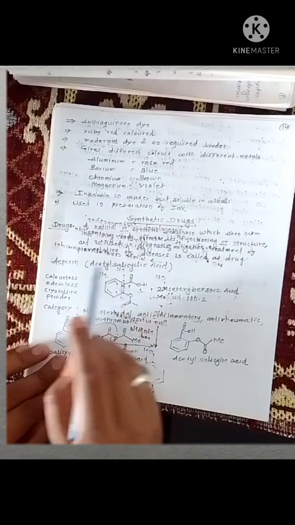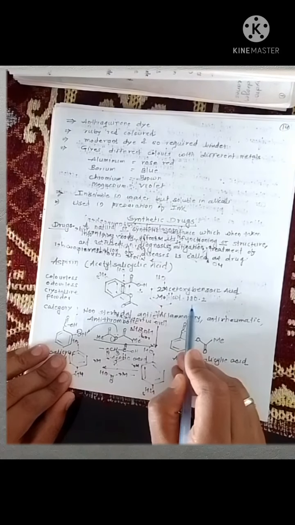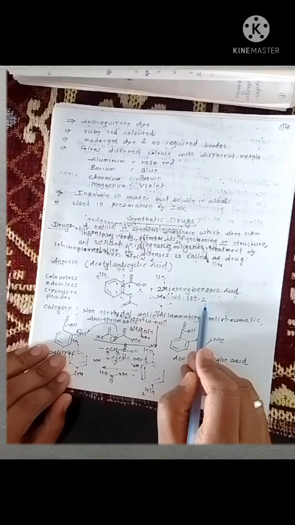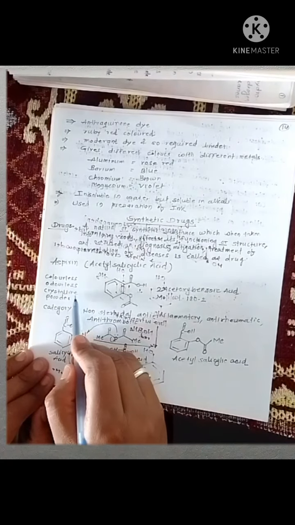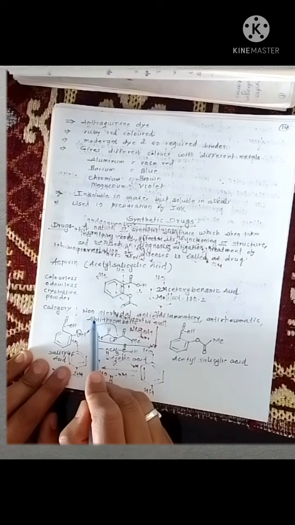The first drug is aspirin. It is also known as acetylsalicylic acid. The IUPAC name of aspirin is 2-acetoxybenzoic acid. Molecular weight is about 180.2. It is a colorless, odorless, crystalline powder at room temperature. The category of aspirin is non-steroidal, anti-inflammatory, anti-rheumatic and antithrombotic drug. First, salicylic acid is treated with acetic anhydride.